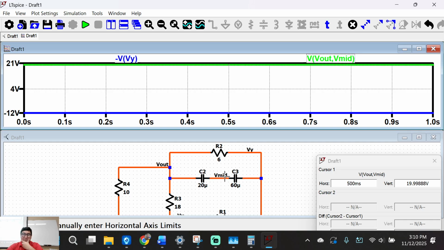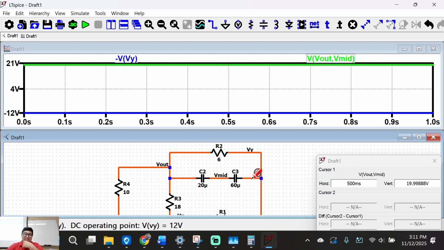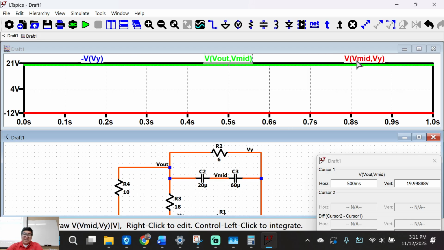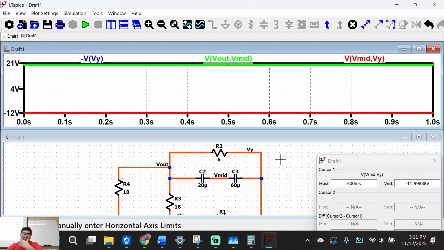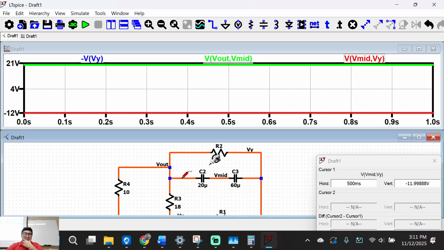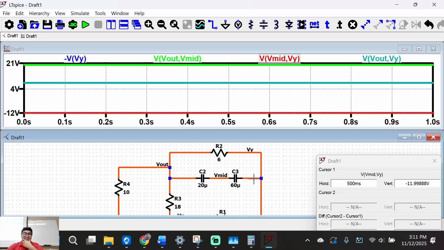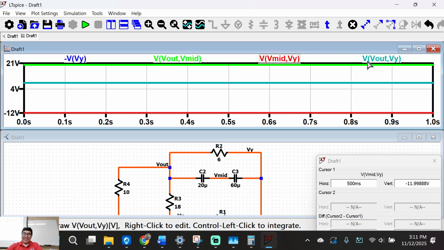Really? 20 volts. What about this one? From here, plus to minus. Minus 12 volts. Huh, what's going on? Okay, let's do something else. Plus to minus, this should be 8. Yes, that's 8 volts. This right here is 8 volts.